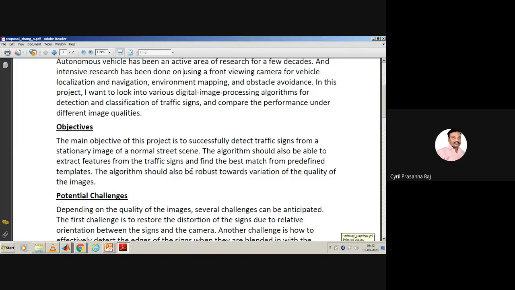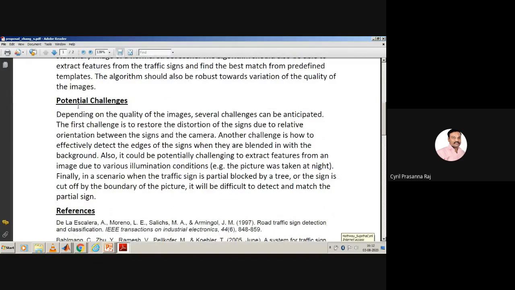Yes, let us see the challenges now. Depending upon the quality of the images, several challenges can be anticipated. The first challenge is to restore the distortion of the signs due to the relative orientation between the signs and the camera. Your vehicle is moving, and the traffic signs are placed so that they are visible, but your camera may be located at a different location on the car, so the angle at which the camera captures the sign would be different.